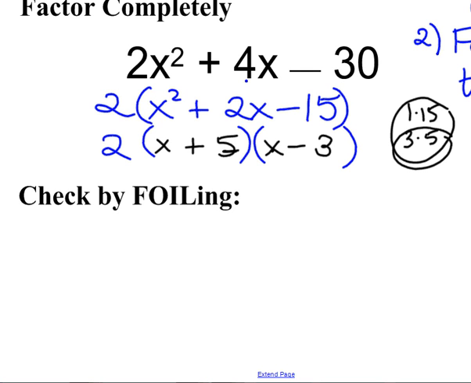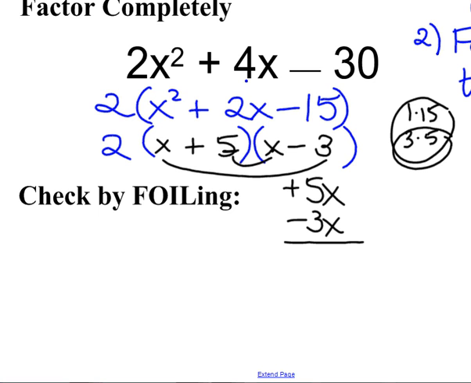And we're going to FOIL this. What is a positive 5x? Plus 5x minus 3x. That's how you get the middle terms when you FOIL. And what happens to that? What's 5x minus 3x? 2x. Did that work? Yeah. I wanted a positive 2x. I only have 2 examples. That's it. So let's try the next one.